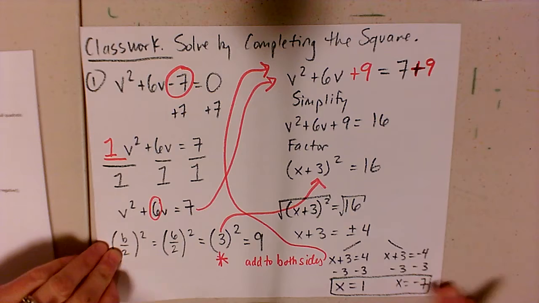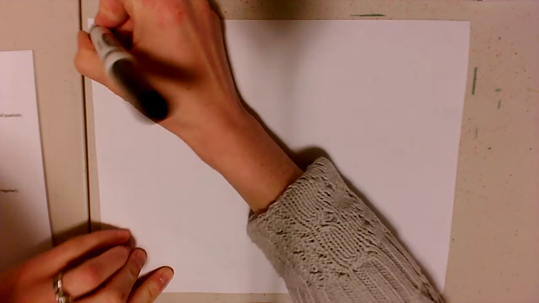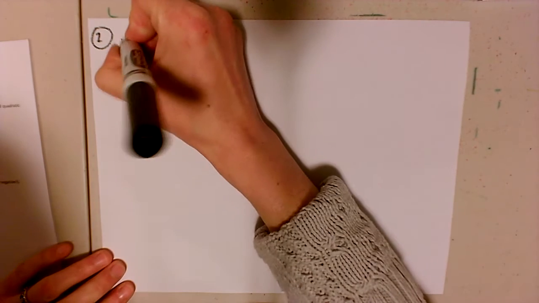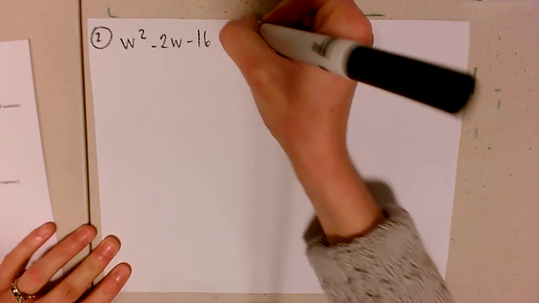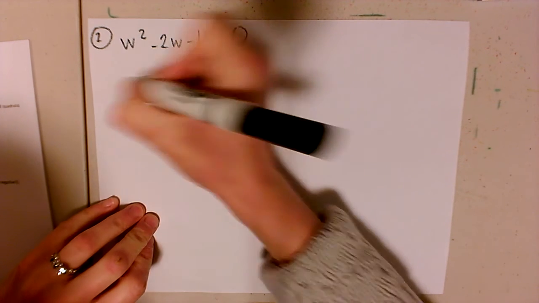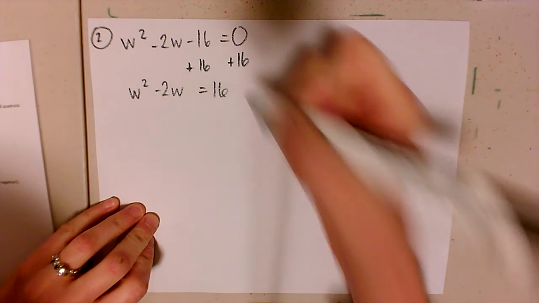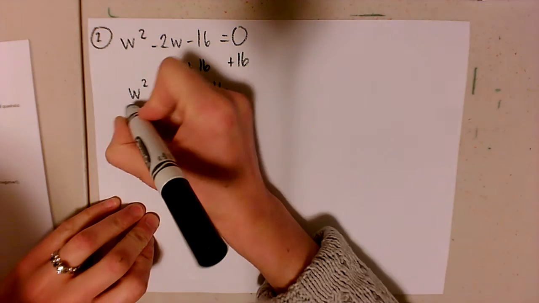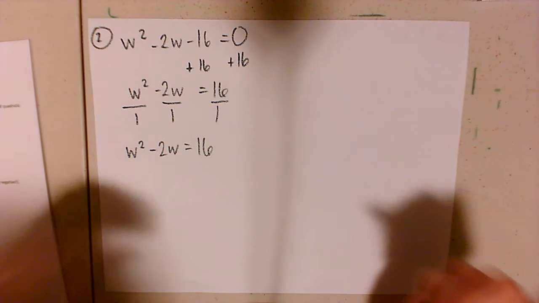Let's go on into the second example. So for number 2, we have w squared minus 2w minus 16 is 0. Okay, so first step, move your c term over. So add 16, add 16. So I have w squared minus 2w is 16. And then we would divide by a. So we would divide everything by 1. Nothing changes, so that's good.